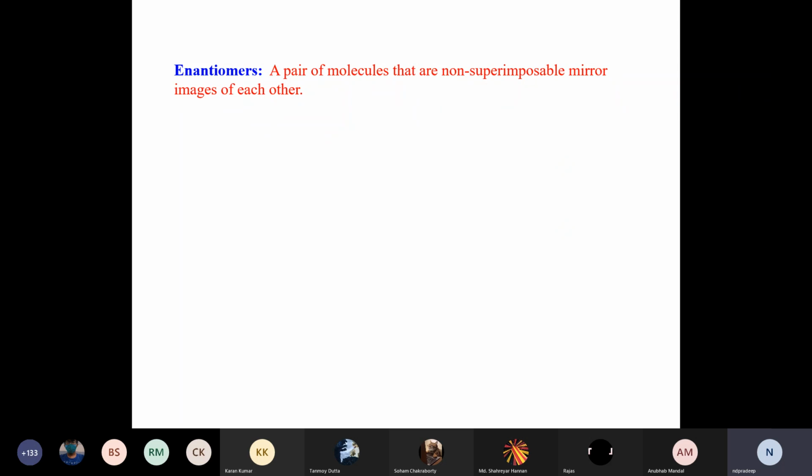So, enantiomers: a pair of molecules, non-superimposable. Very good. Non-superimposable mirror image, right? Sir, you guys always make this mistake. You always remember the word non-superimposable, but most of the time you forget that it should be a mirror image. See, one time, just for fun, in a class test, I asked this question.